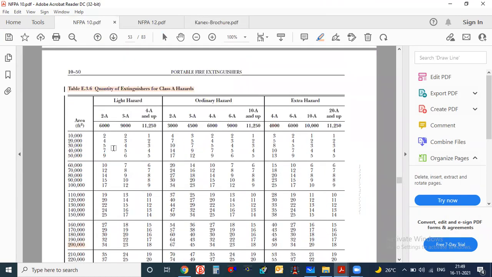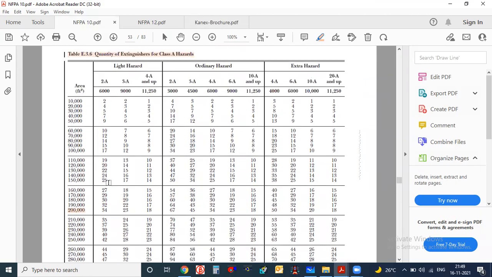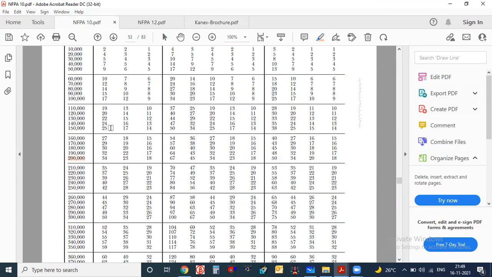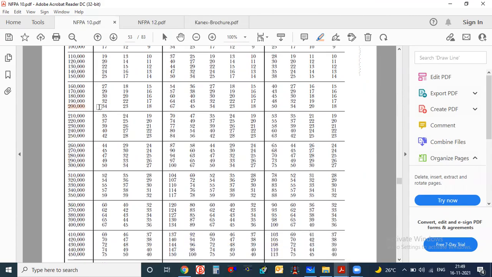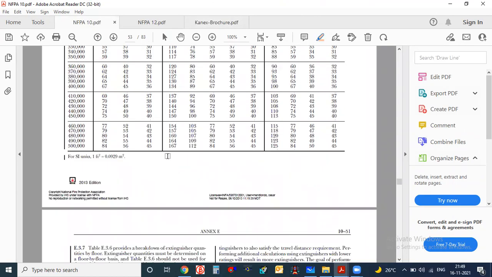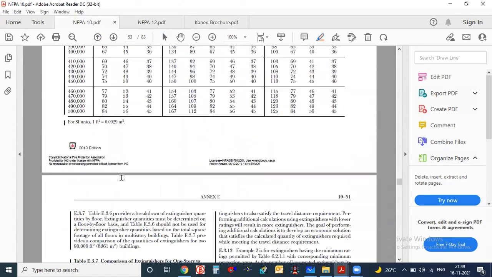Now where you have to keep the 34 extinguishers, that you need to decide. But as per this particular table, if I'm going with this 2A type of fire extinguishing agent, I can select 34 numbers like this. This table is a good reference. Up to 5 lakh square feet is shown here. So this is also one good reference.